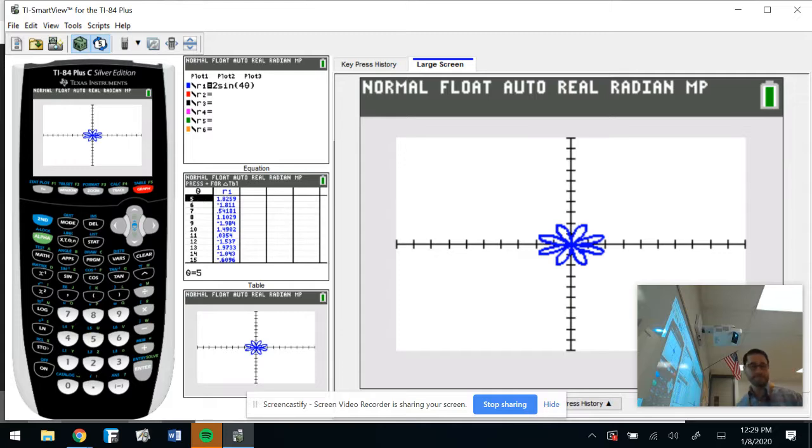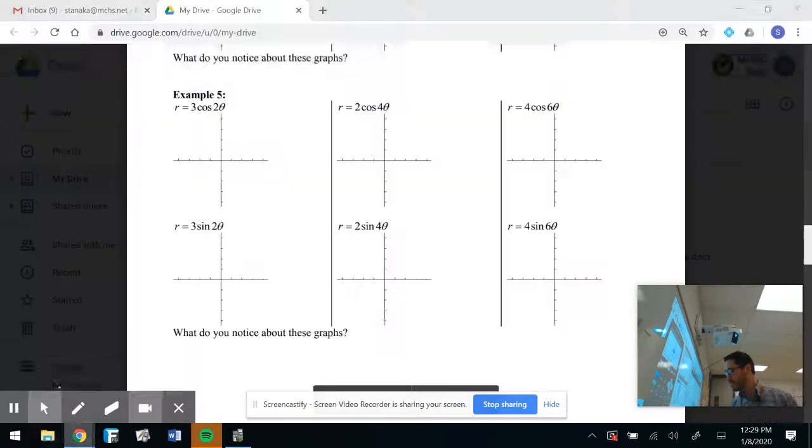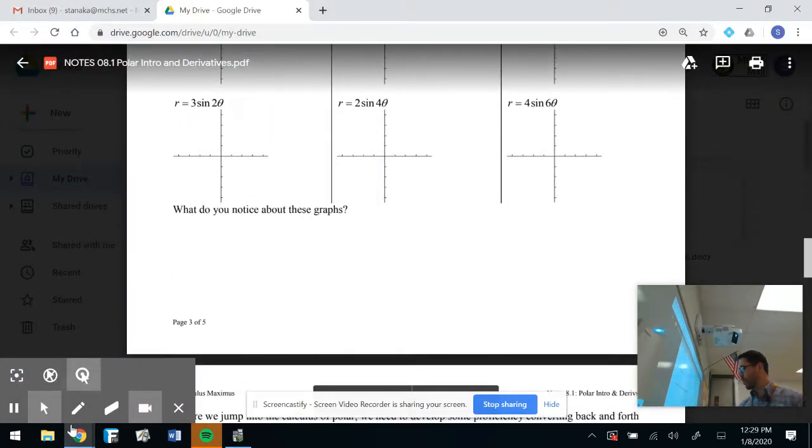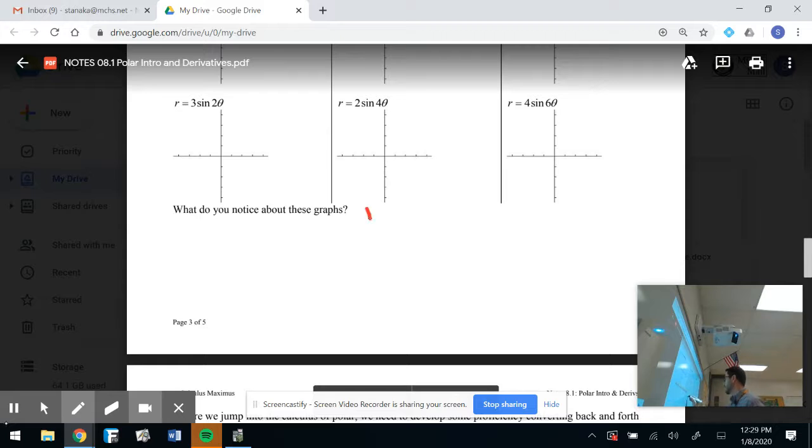So, okay. Let's go ahead and write some conclusions here. All right, class, what do you notice about these graphs? There are some very important things I want you to pay attention to. So here we go. First off, these are written as r equals a cosine of b theta, and we have r equals a sine of b theta.